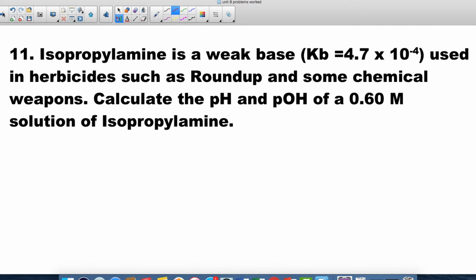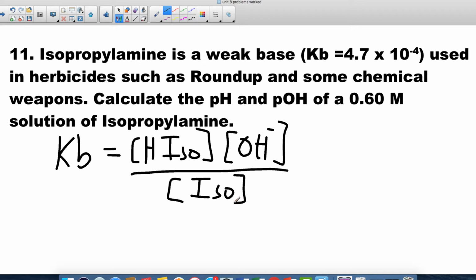Number 11 is not multiple choice. It is just simply a short answer problem, so we can work it out. The H iso represents the isopropylamine after it has accepted a hydrogen, and the iso on the bottom just represents the original concentration of the isopropylamine.